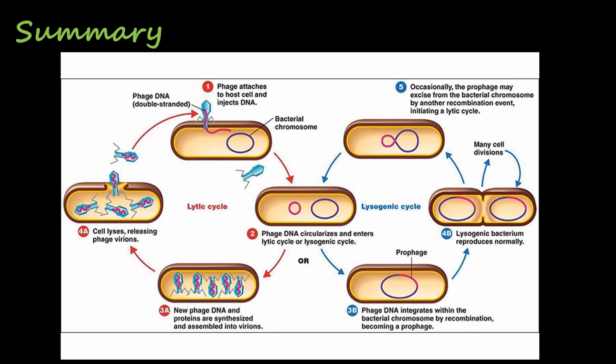Next is lysogenic cycle. So coming to step 3b, the phage DNA integrates within the bacterial chromosome by recombination, becoming a prophage. Lysogenic bacterium reproduces normally. Occasionally, the prophage excises from the bacterial chromosome by another recombination event, initiating a lytic cycle. So again, the lytic cycle takes place and the bacteriophages are released into the medium.